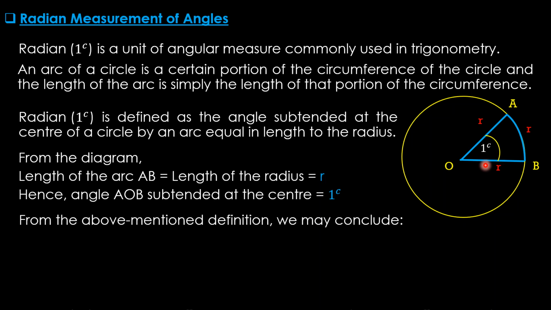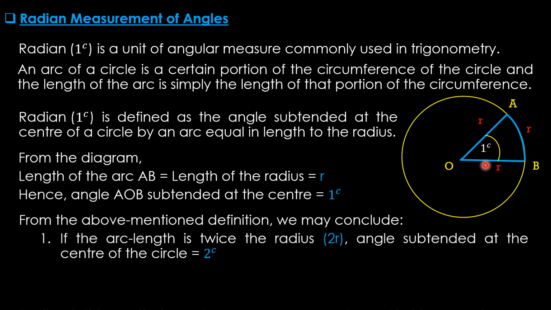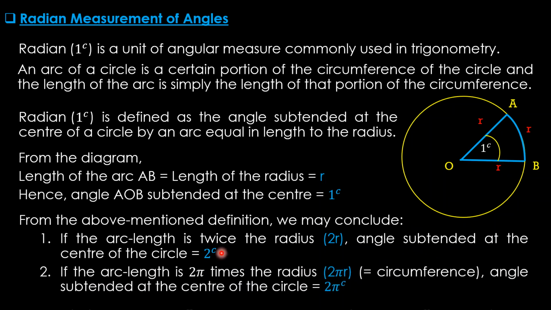From the above mentioned definition we may conclude, if the arc length is twice the radius, 2r, then the angle subtended at the center of the circle becomes 2 radian. And also if the arc length is 2 pi times the radius, 2 pi r, which is the circumference of the circle, the angle subtended in that case at the center of the circle becomes 2 pi radian.